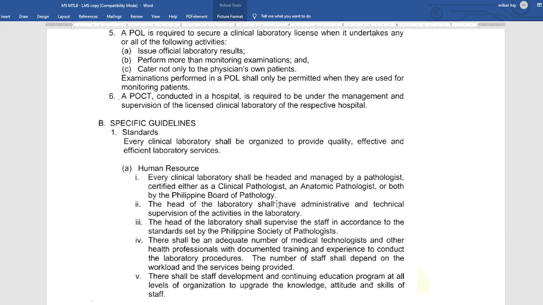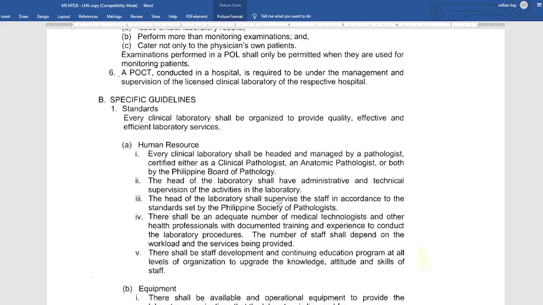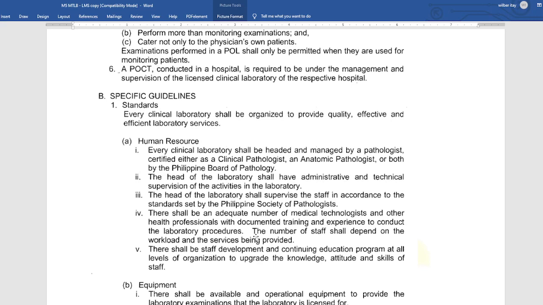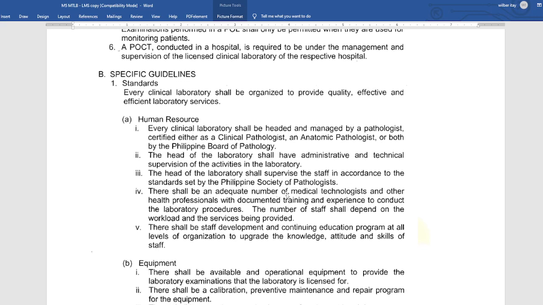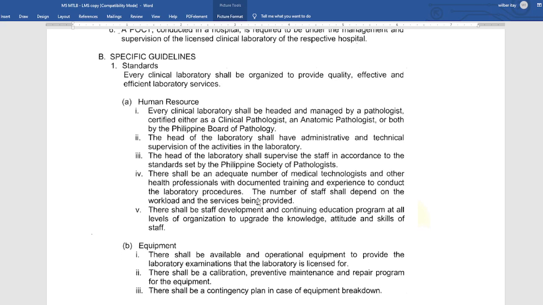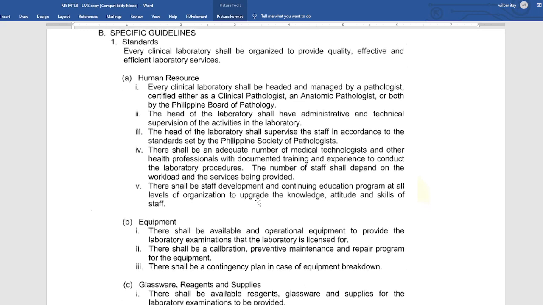The head of the laboratory shall have administrative and technical supervision. The head of the laboratory shall supervise the staff. So isusupervise niya dapat yung mga medtech. There shall be an adequate number ng medtech, wherein aside from the number, they should have training, as well as dapat meron silang experience to conduct lab procedures. The number of medtech will depend on the workload.